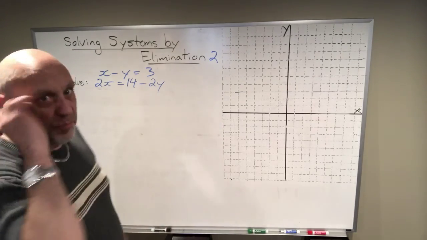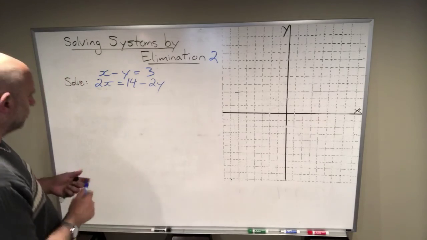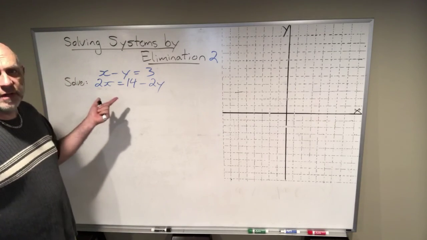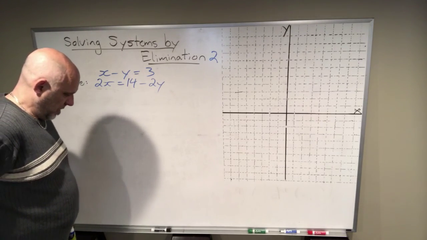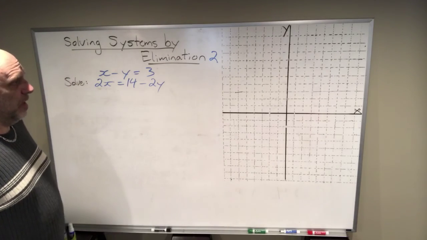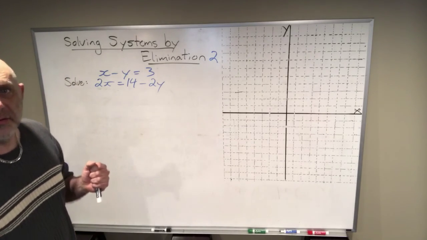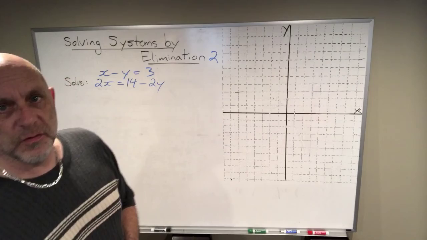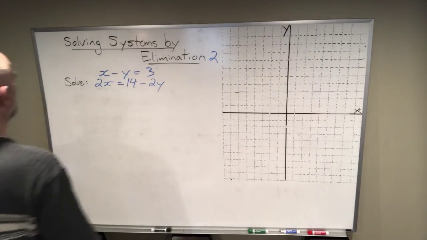Good. Elimination part 2. I have two lines here, and I want to find out where they intersect. So I'm solving a system of two lines and finding where they intersect.